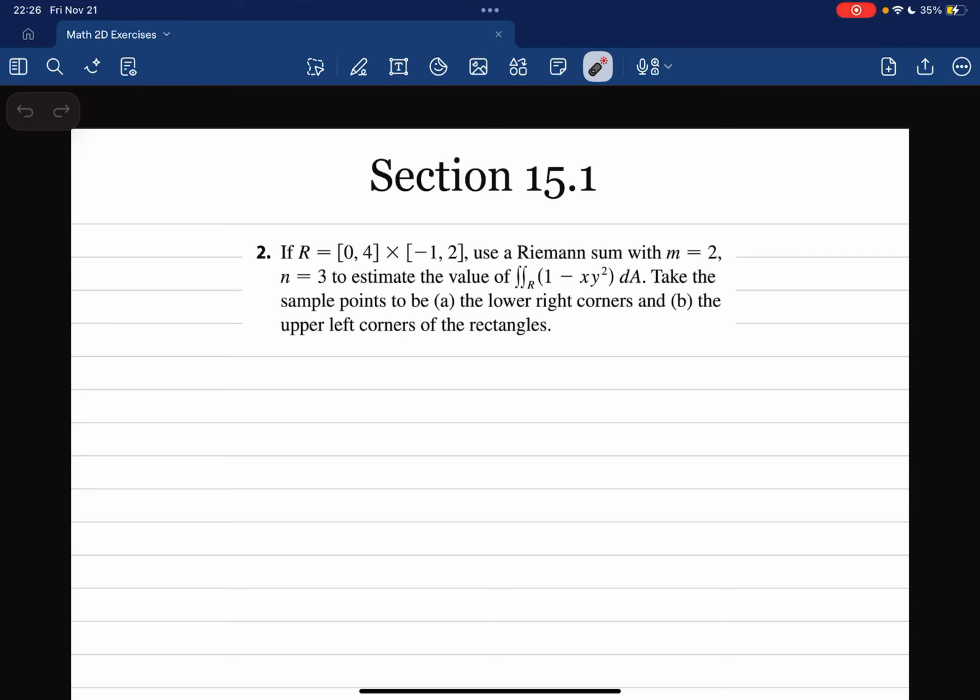Hello, in this video I'm going to be solving problem 2 from section 15.1 of James Stewart's Calculus Early Transcendentals. In this problem, we need to use a Riemann sum with m equal to 2 and n equal to 3 to estimate the value of a certain double integral. The problem wants us to use Riemann sums with sample points that we take to be, for part A, the lower right corners of the subrectangles, and for part B, the upper left corners of these rectangles.